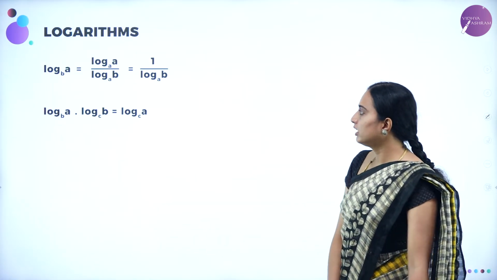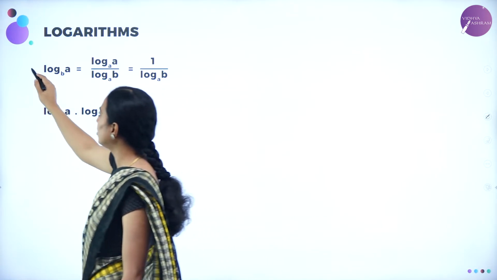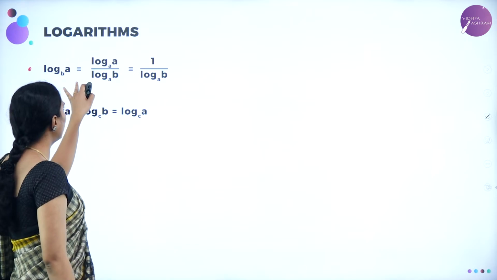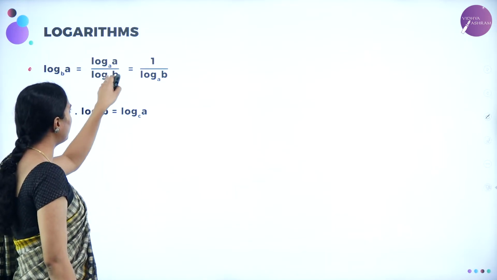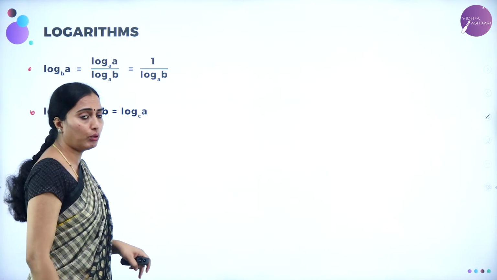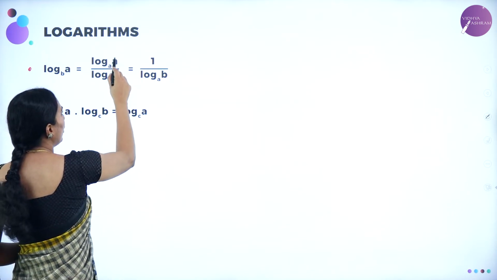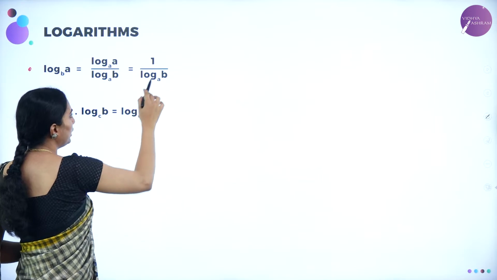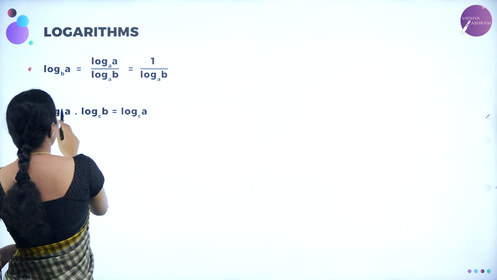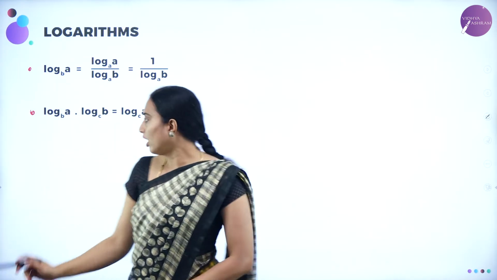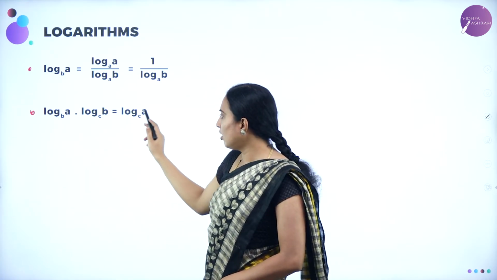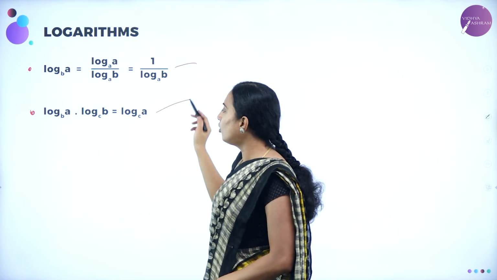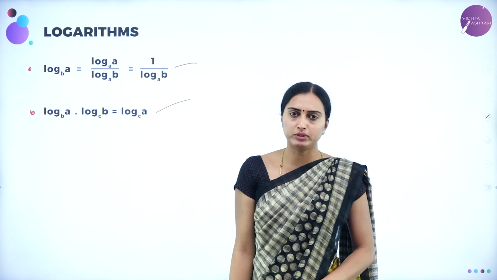What they have given, that is not the proof, that is the notation. Log a to base b can be written as log a to base a divided by log b to base a. I already told you, log a value of the same base is nothing but 1. That is 1 divided by log b to base a. Similarly, log a to base b into log b to base c can be written as log a to base c. You can change over the bases here. These are all the formulas you have to remember to solve the problems.